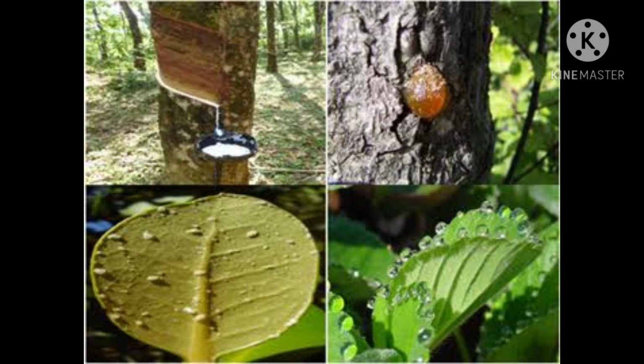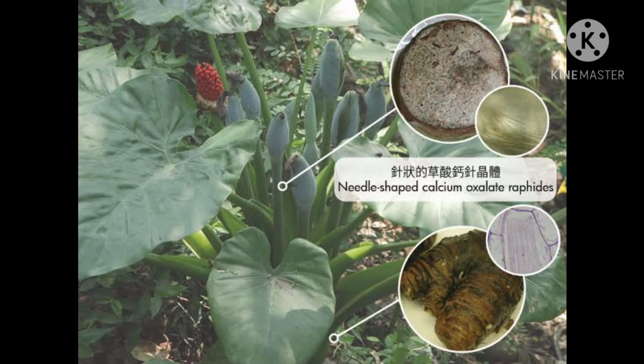In some plants, excretory products form as a result of metabolic activities. You can see in this picture that it is a gum resin accumulated on the surface of leaves and in the bark. So these are all excretory products of the plants.